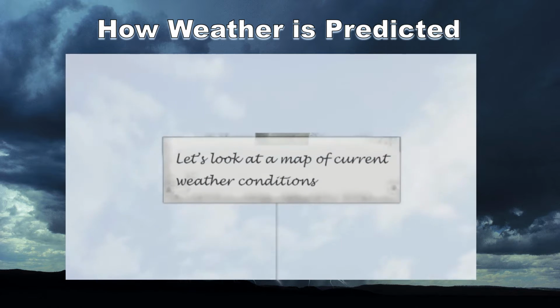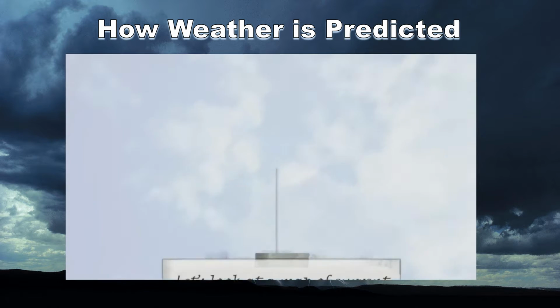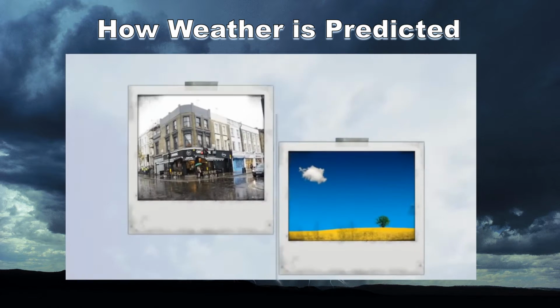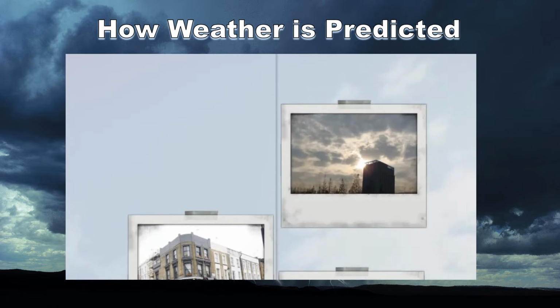From these few basics, look at a map of current weather conditions. Can you predict what direction the wind is coming from on different parts of the map? What kind of weather is occurring based on the H and L pressure positions on the map?